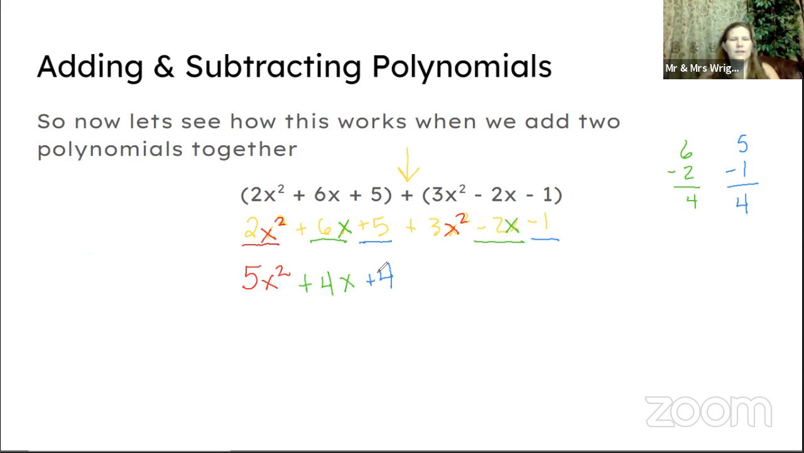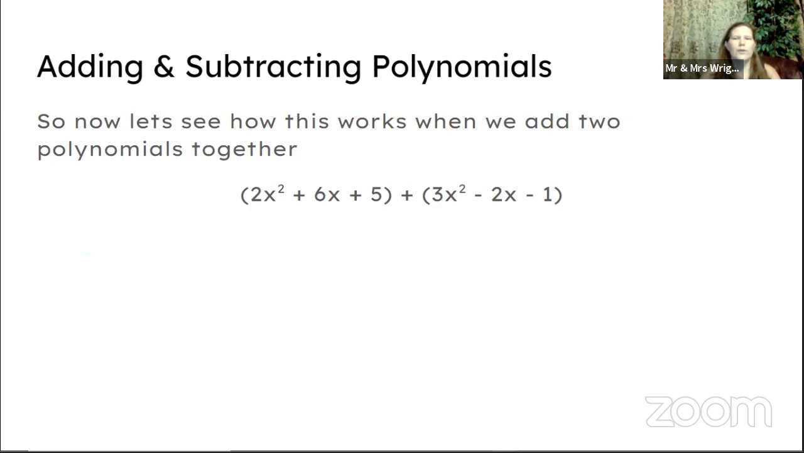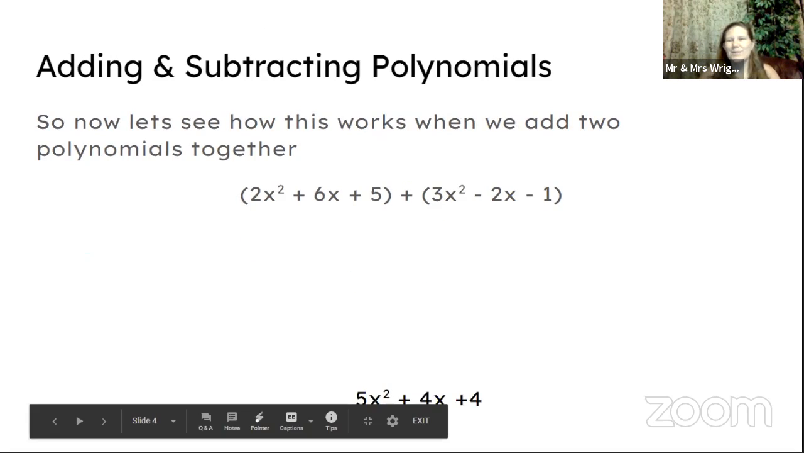So here is our answer to 2x squared plus 6x plus 5 plus 3x squared minus 2x minus 1. It's 5x squared plus 4x plus 4. Now I've got that typed up for you so you can see it in some better handwriting.